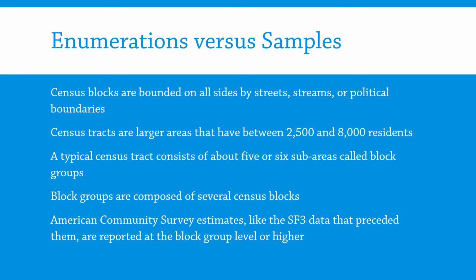The American Community Survey estimates that the SF3 data preceded are reported at the block group level or higher. So we have this new American Community Survey data, and it is very similar to the SF3, and it's reported at the same kind of context, block group or higher, but not at a more specific detailed level.